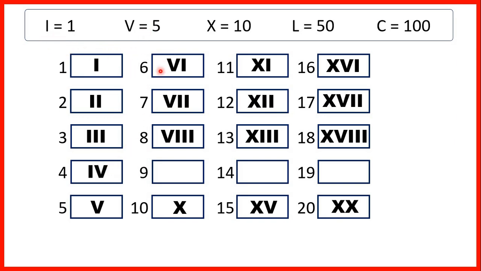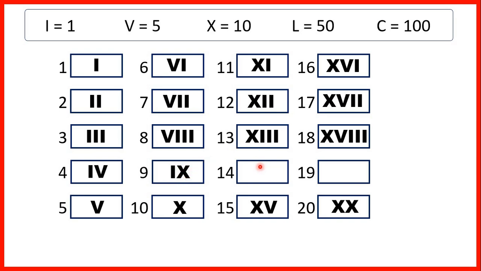So 4 and 6 used the same letters, but when it was I and then V, that was 1 before 5, but when it was V and then I, that was 5 and then another 1, making 6. Now for 9, they thought of that as being 1 before 10, so that's I before X. Remember, they couldn't write V and then 4 I's, because they could only have 3 of the same letter next to each other. So for 9, they had to do 1 before 10.